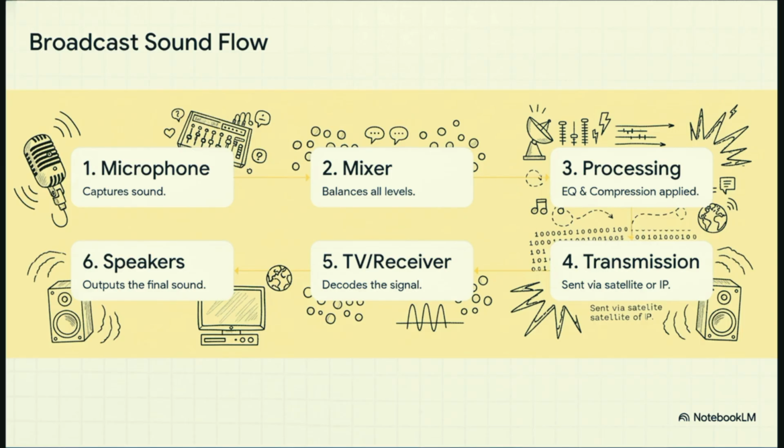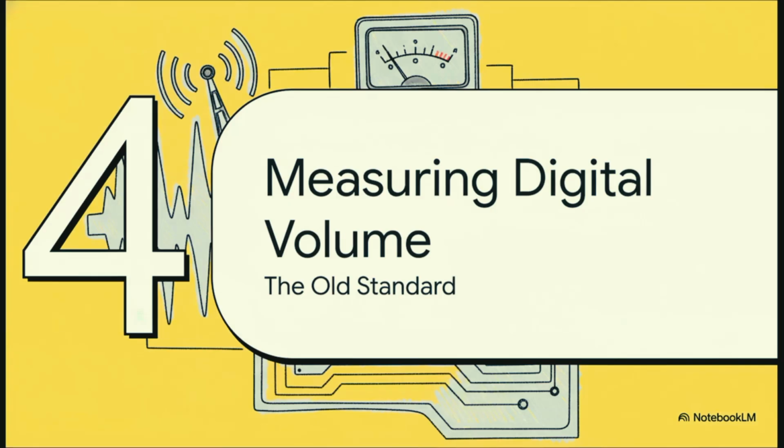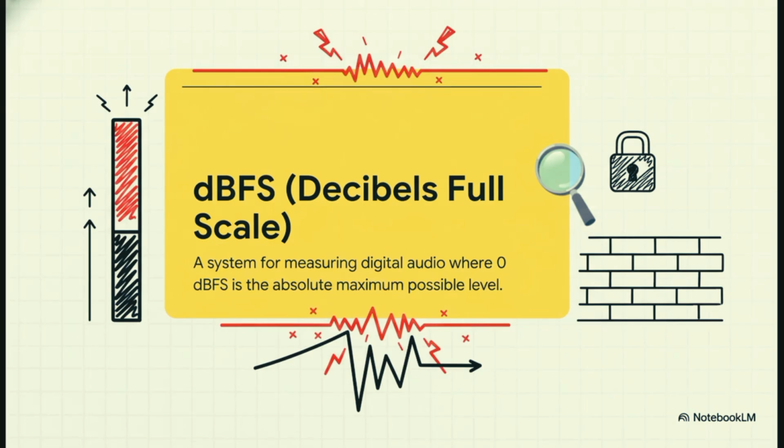And only after all that does it get sent out, picked up and decoded by your TV, and finally pushed out of your speakers. All right, here we go. We are now at the absolute heart of the matter. To finally understand that whole loud commercial thing, we have to look at how broadcasters used to measure volume. And it all boils down to one very technical and slightly flawed standard. For a long time, the industry standard was something called dBFS, which stands for decibels full scale.